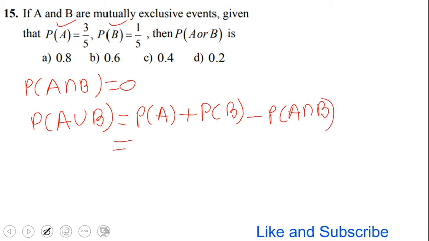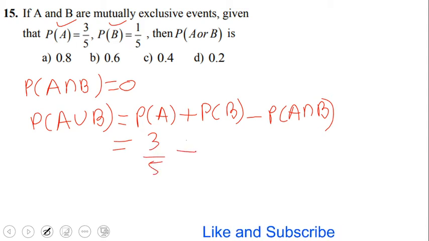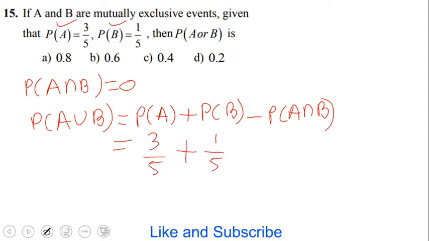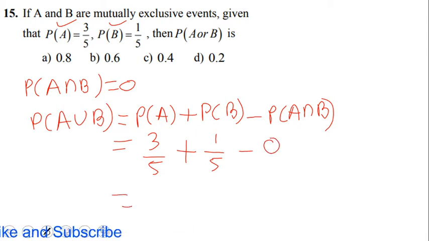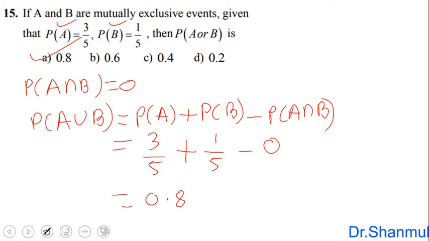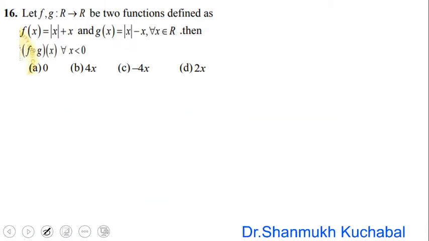Probability of A is 3 by 5. Probability of B is 1 by 5. And intersection, it is 0 because mutually exclusive. Simplifying this one, we are going to get 0.8 here. So clearly option A is the right answer over here. Okay, we'll move to our next example.